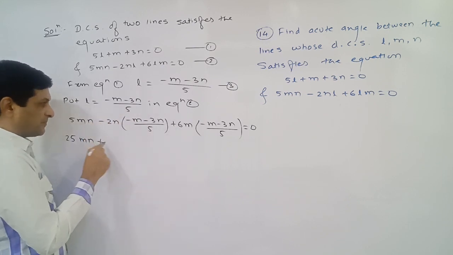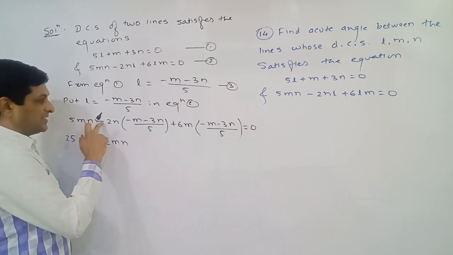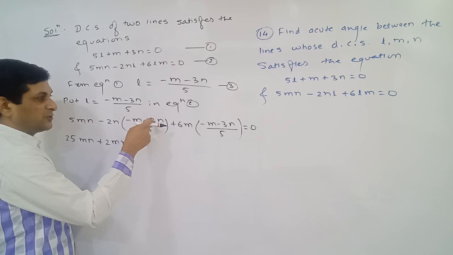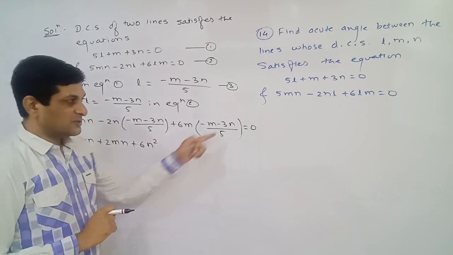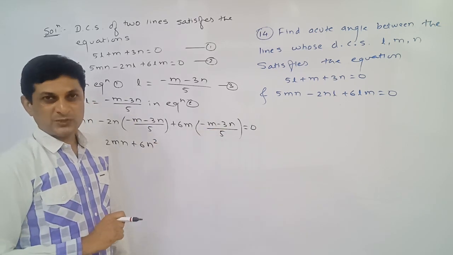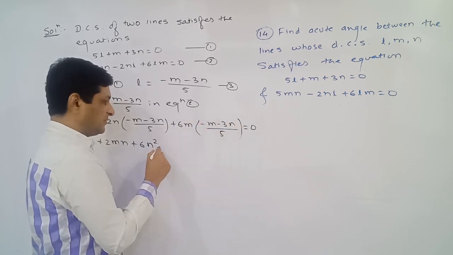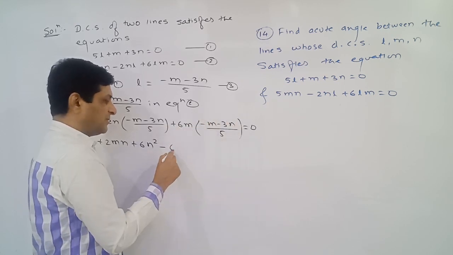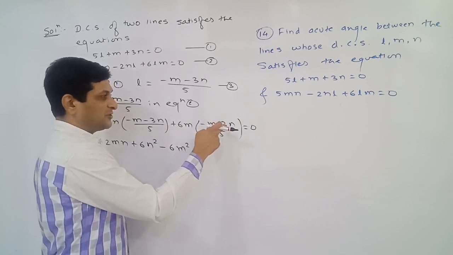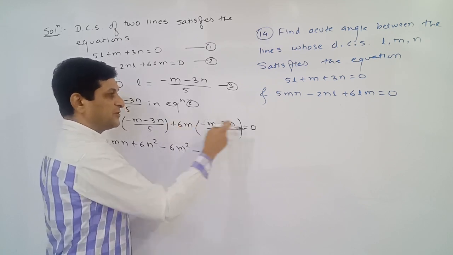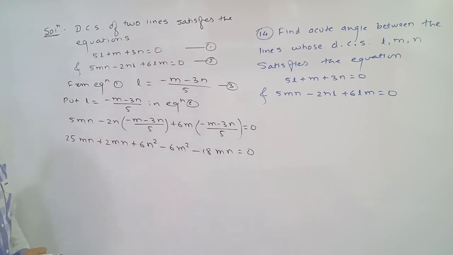Minus into minus will become plus, and 2n into m will be equal to 2mn. Again here minus into minus will become plus, 2 into 3 will become 6, and n into n will become n square. Now here also 5 will get eliminated since we are multiplying both sides by 5. Now multiply by 6m to both the terms in this bracket. Plus into minus will become minus, 6m into m will be 6m square. Here plus into minus will become minus, 6 threes are 18, and m into n will be mn, equal to 0.